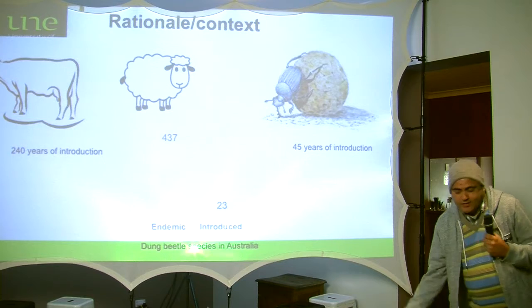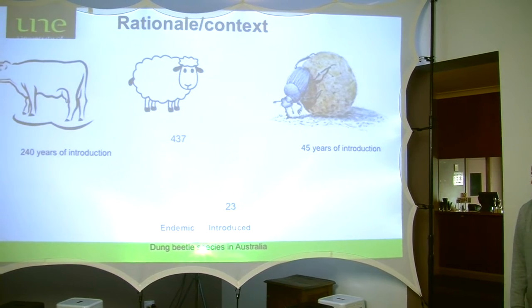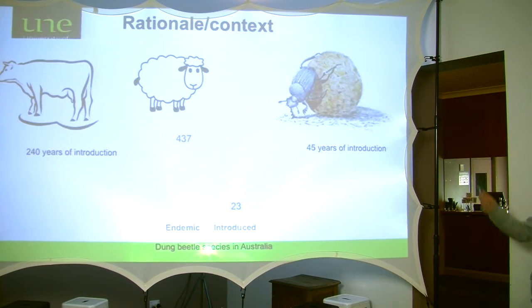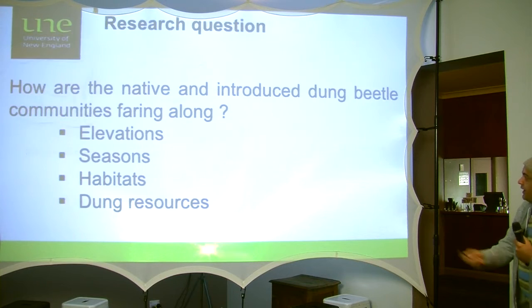So after nearly 240 years of cattle and sheep introduction to this continent, and nearly 45 years of overseas beetle introduction, my research question is how the endemic, abundant 437 native beetles and 23 introduced beetles are working together in paddocks. That was my research question.